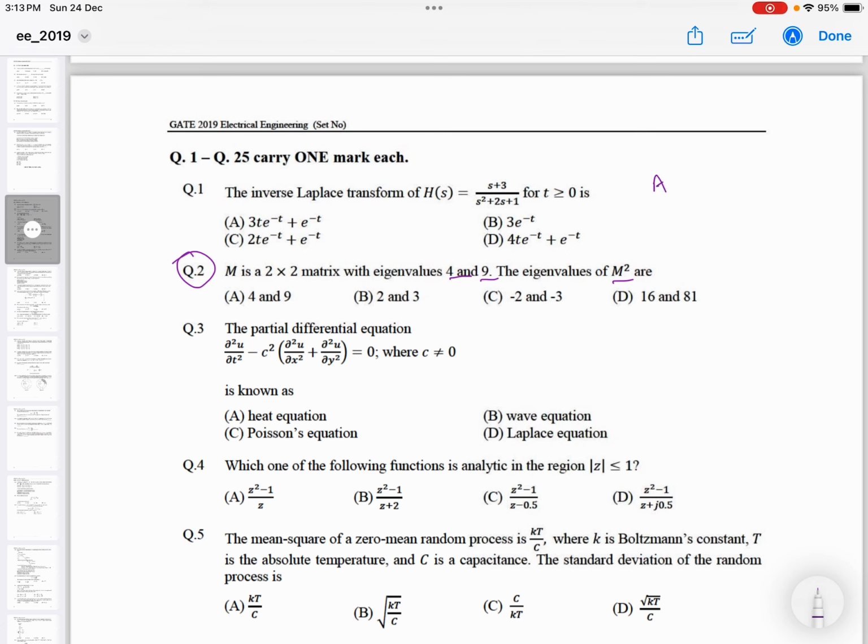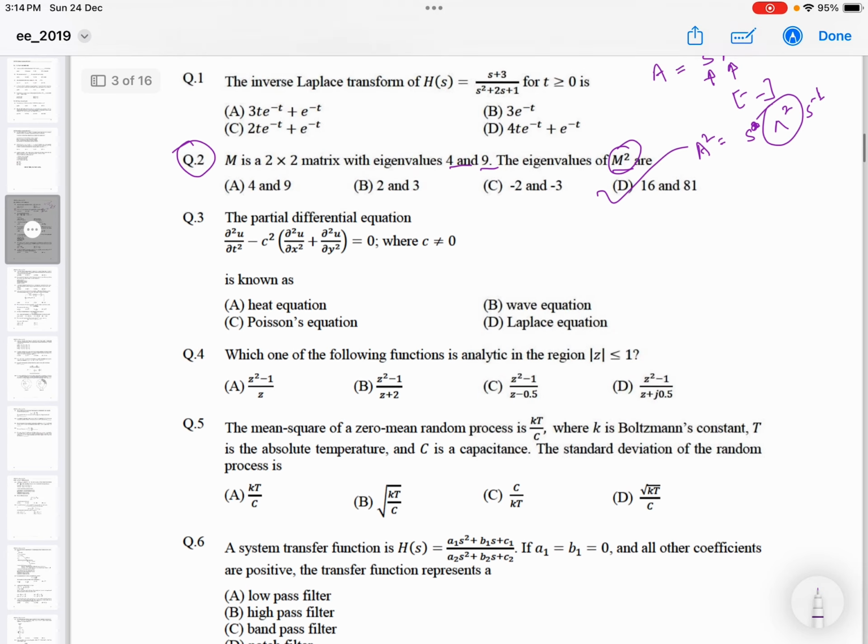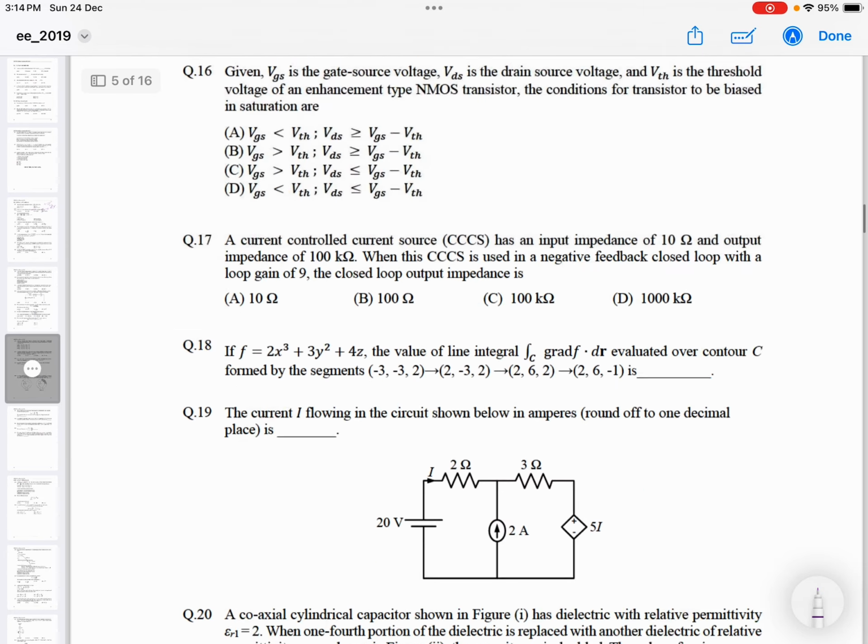If some matrix A, you can decompose it into S lambda S inverse, where S is the matrix formed by putting your eigenvectors, and lambda is the diagonal matrix, whose diagonal elements are nothing but the eigenvalues, right? If you take A square, that will be S lambda square S inverse, right? So all the eigenvalues will get squared. Then for M square, the eigenvalues will be 16 and 81. So the correct answer for this is 16 and 81, that is D. Okay, now let's move to the next question.